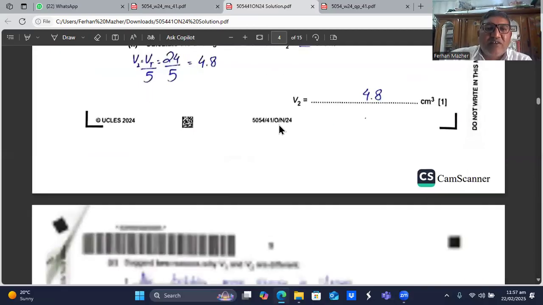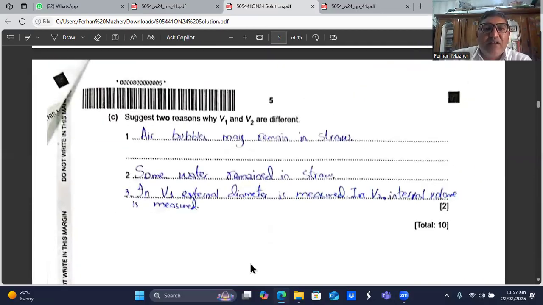So let's see what we have here. Air bubbles may remain in the straw and some water remained in the straw, or in V1, external diameter is measured, in V2, internal volume is measured. Yes, this is very important. The last point is also written here. This solution is written by one of my students under my supervision.